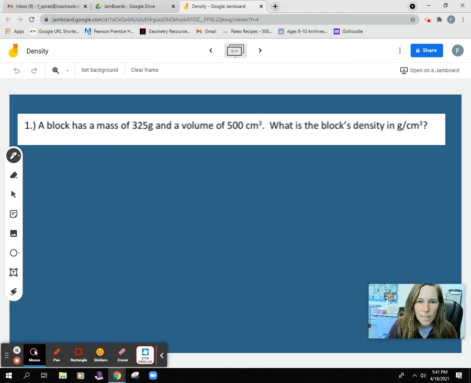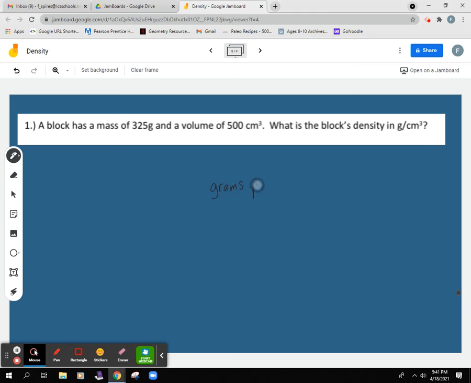There's always one of these, and they will, for example, give this problem. A block has a mass of 325 grams and a volume of 500 centimeters cubed. What is the block's density in grams per centimeters cubed? So they give grams per centimeters cubed, and that flat out tells you what to do. It says, hey, put the grams on top and the centimeters cubed on bottom and simply divide it.